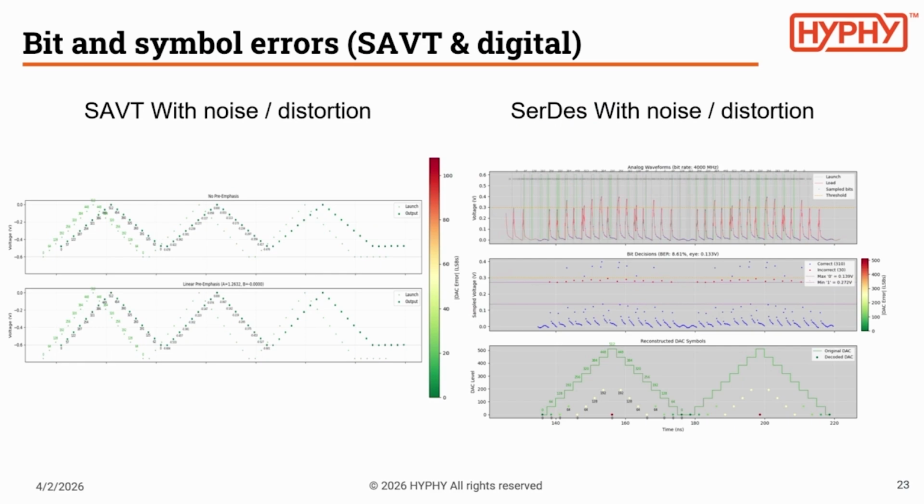So we had SAVT with noise and distortion. Without noise and distortion, everything's fine, right? So no fun looking at. So SAVT with noise and distortion, and SerDes with noise and distortion. The difference between these two is that we're running this at the actual sample rate of SAVT, which is 400 megasamples per second, and this one is run at the sample rate for digital transmission, which is 4 gigasamples per second.